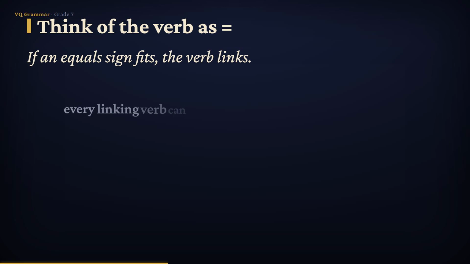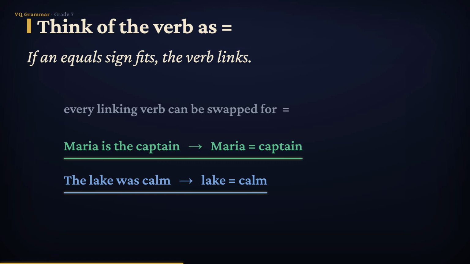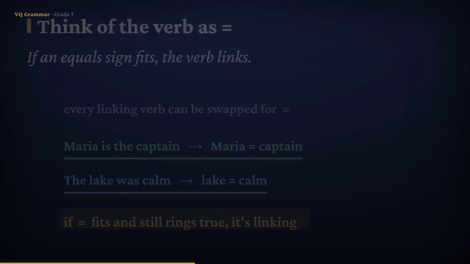Let's make this crystal clear with a trick. Every linking verb can be swapped for an equal sign in your mind. Take Maria is the captain. Replace is with an equal sign, and you get Maria equals captain. And that's true, so is linking. Try another. The lake was calm. Replace was with an equal sign. Lake equals calm. That works too. So here's the shortcut. If you can drop an equal sign in place of the verb and the sentence still rings true, that verb is a linking verb.